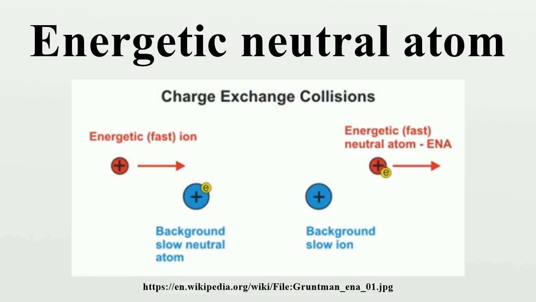But, every so often, a few of them steal electrons from neutral atoms they run into. At that point, they become neutral, although they're still moving very fast, and they travel in an exact straight line. These are called energetic neutral atoms. ENA images are constructed from the detection of these energetic neutral atoms.